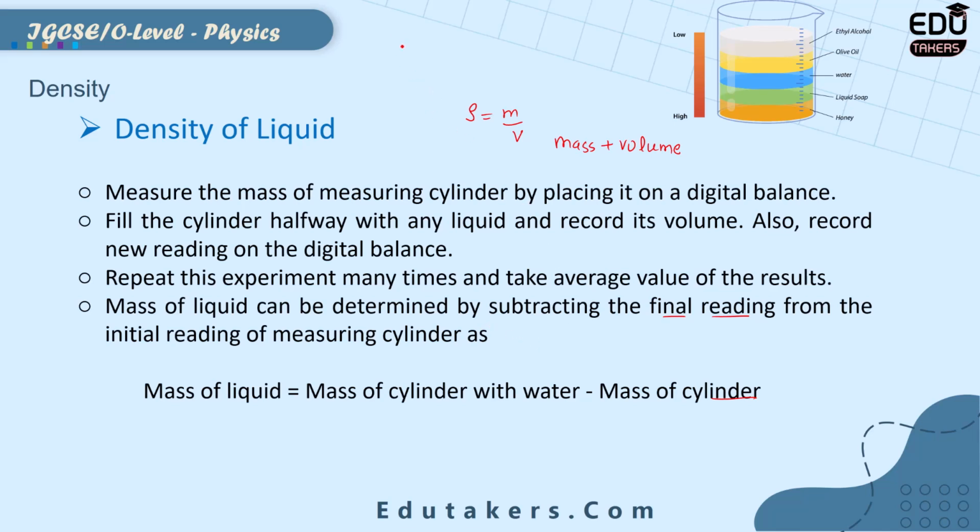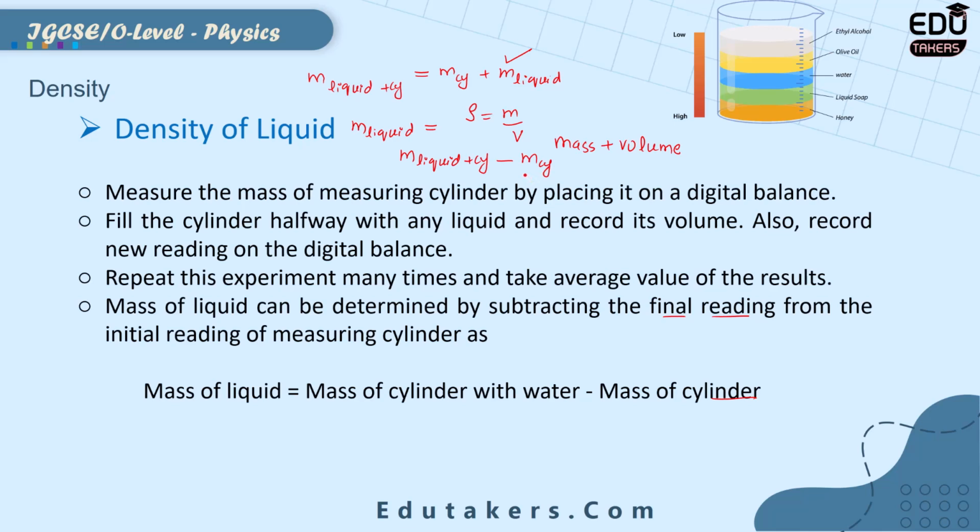You see here, the mass of liquid plus cylinder is basically equal to the mass of cylinder plus the mass of liquid. So when you have to find out the mass of liquid, it would be equal to the mass of liquid plus cylinder, meaning their combined mass, minus the mass of cylinder.